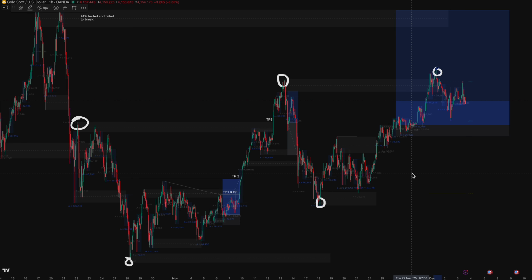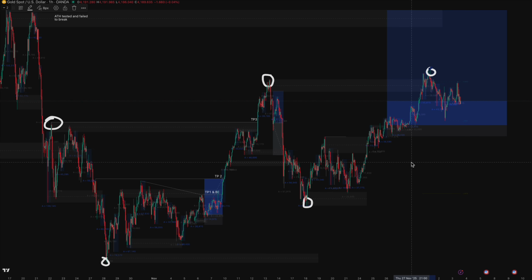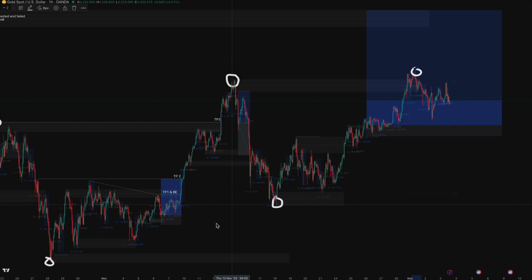Now there's a whole whack of ways you can do this. I like doing this on the 1 hour, even the 4 hour, just looking at my levels and understanding, are we still bullish or have we flipped to bearish? So in this case, we are still bullish.